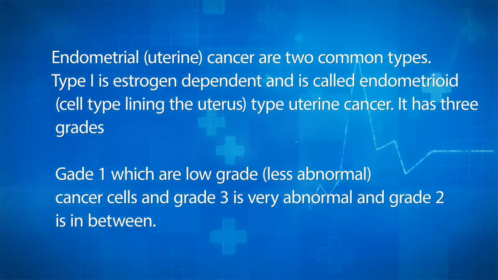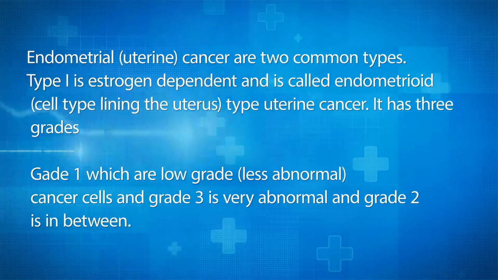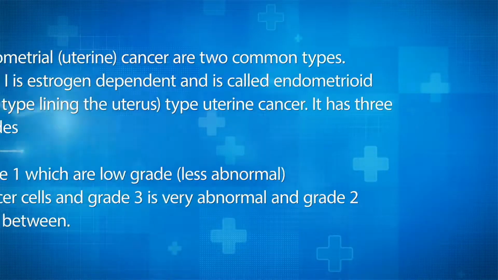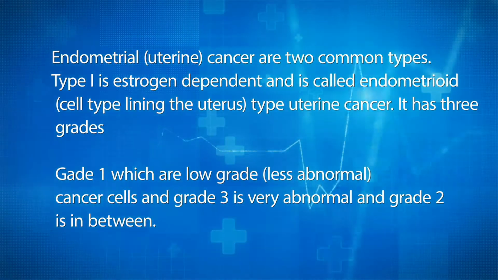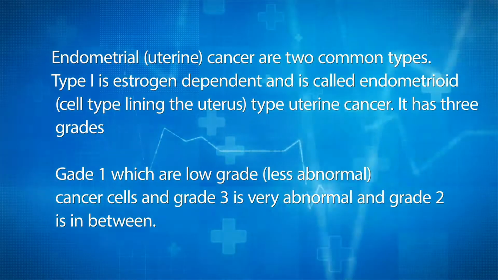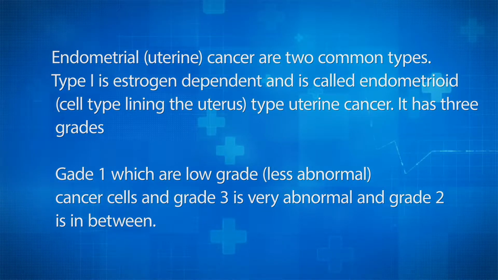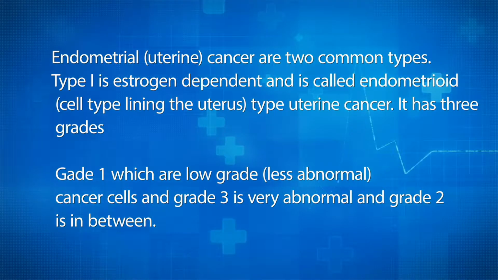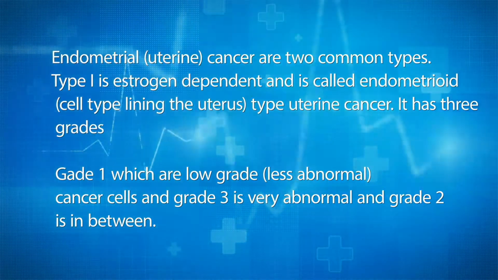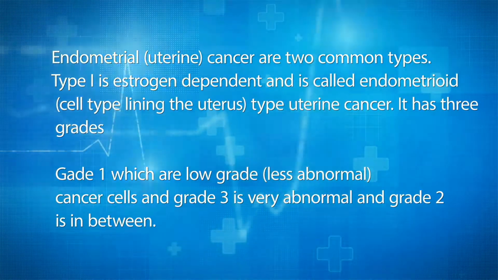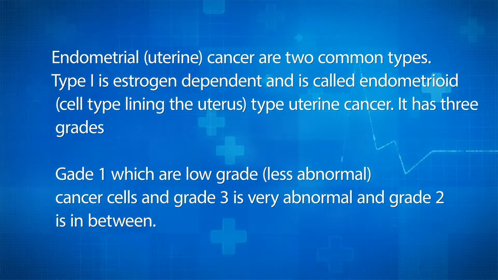Types of endometrial or uterine cancer. Type 1 is estrogen dependent and is called endometrioid type uterine cancer. The endometrioid is the cell type lining the uterus. It has 3 grades. Grade 1 is low grade, meaning less abnormal cancer cells, and grade 3 has very abnormal cancer cells, and grade 2 is in between.